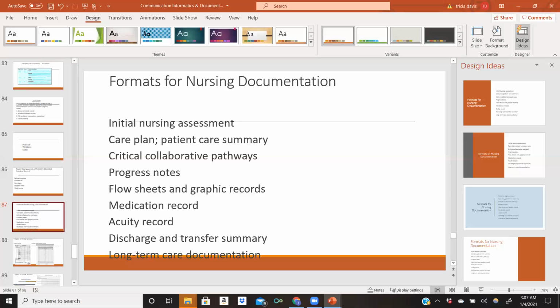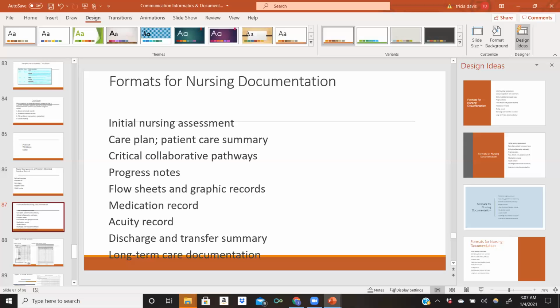Acuity records are 24-hour reports which are increasingly used in conjunction with acuity reports. I don't use these at work, but nurses can use these to rank their patients as high to low acuity in relation to when they look at the patient's condition and the need for nursing assistance and interventions. This is very helpful. Often we use acuity rankings to determine staffing requirements.